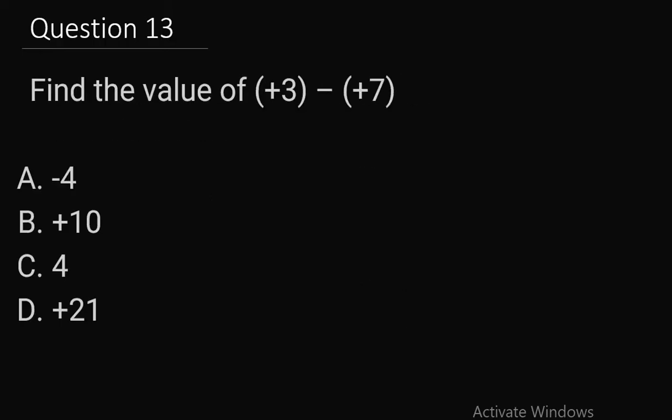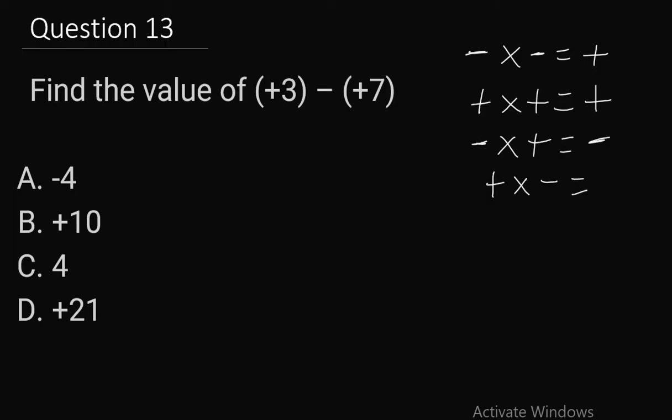Question 13 says, find the value of bracket plus 3, close bracket, minus bracket plus 7. This is directed numbers. Minus times minus in mathematics is equal to plus. Plus times plus is equal to plus. Minus times plus is equal to minus. And plus times minus is equal to minus. So what this means is that if the signs are the same, you get positive, but if they are not the same, you get negative.